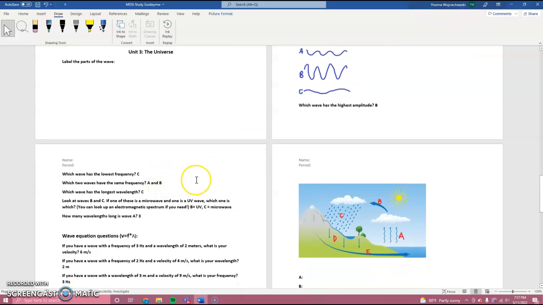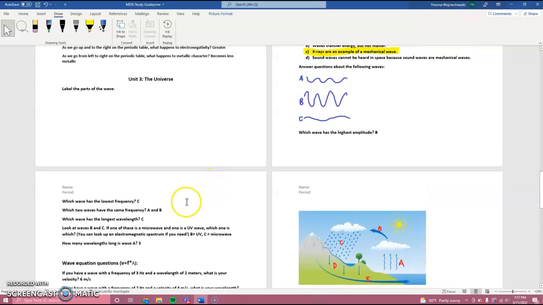Look at waves B and C. If one is a microwave and one is a UV wave, which one's which? If you wanted to look up an electromagnetic spectrum, you could. You could see that UV rays are higher frequency than microwaves.